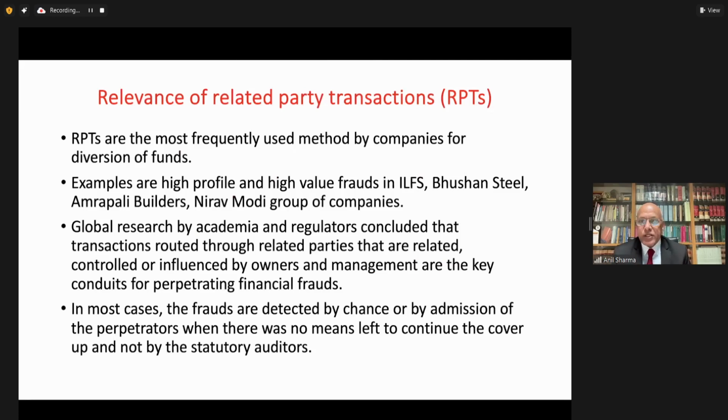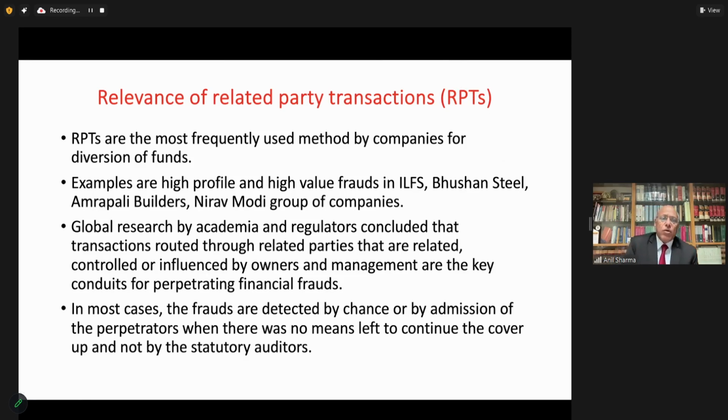As I was mentioning, and Mr. Pawan Mittal also mentioned about this, there are a number of high profile and high value frauds in the recent past, like ILFS, Bhushan Steel, Amrapali Builders, Nirav Modi group of companies, where related party transactions have been used frequently as a tool to divert the funds. This is very surprising.